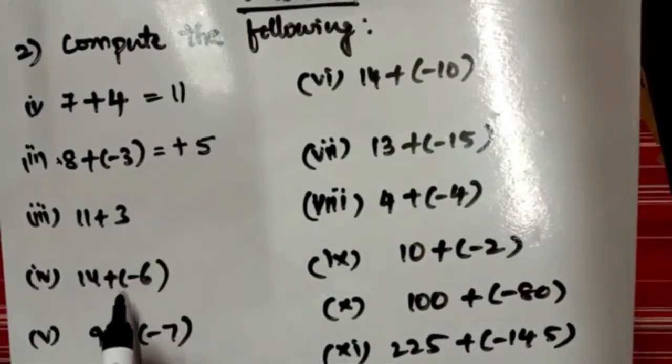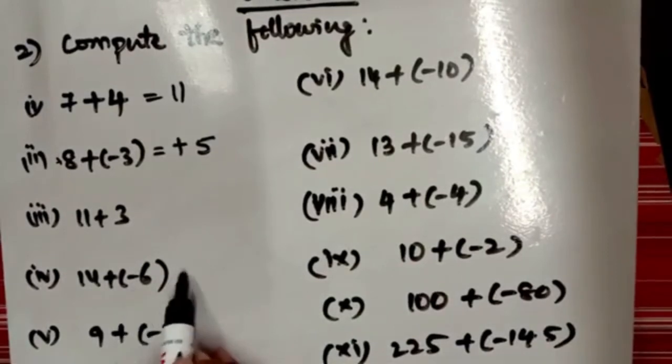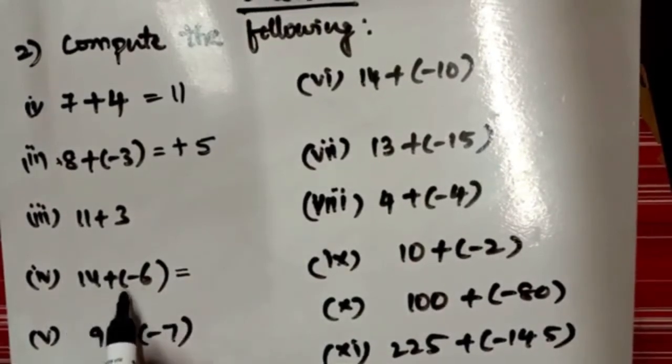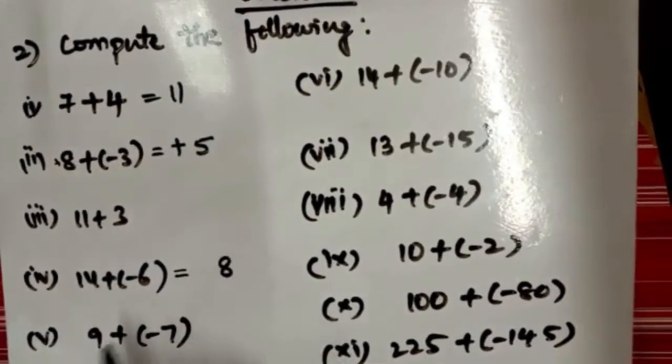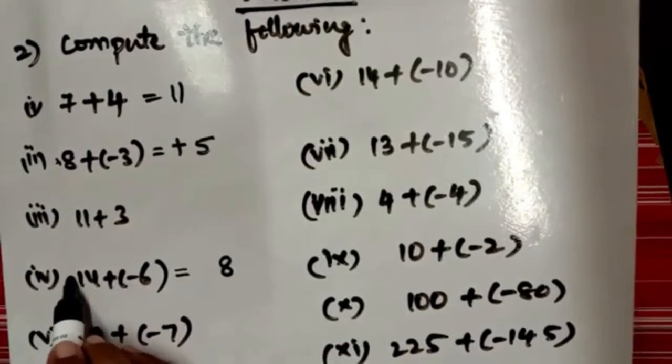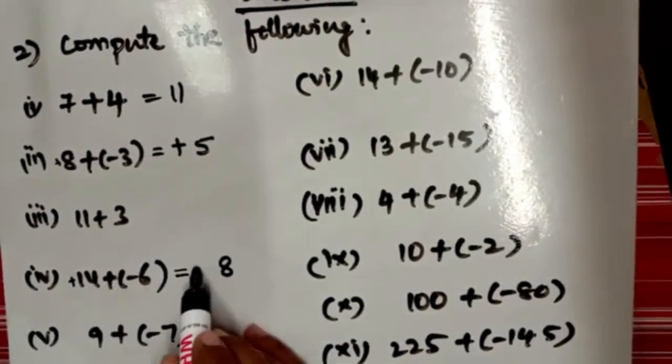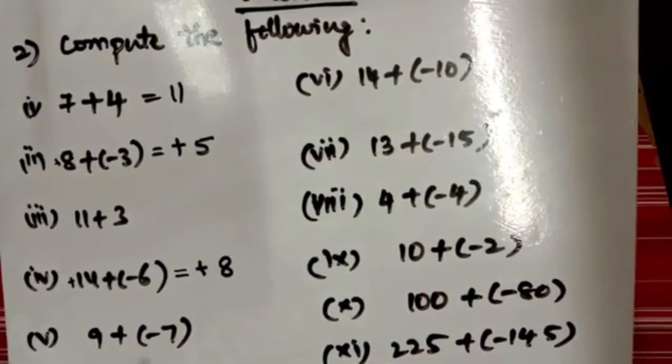The next, fourth one, 14, here we have one positive and one negative number. So you should do the subtraction. 14 minus 6, the answer is 8. The sign of the bigger number 14 is positive, so you will get a positive answer.